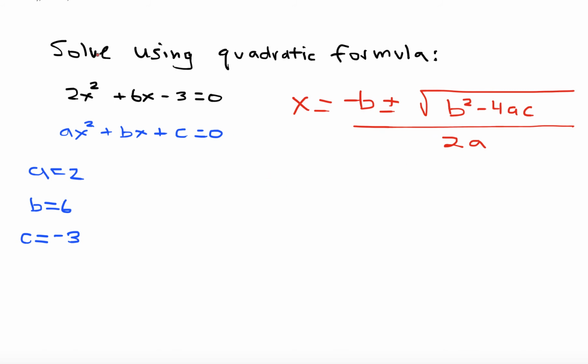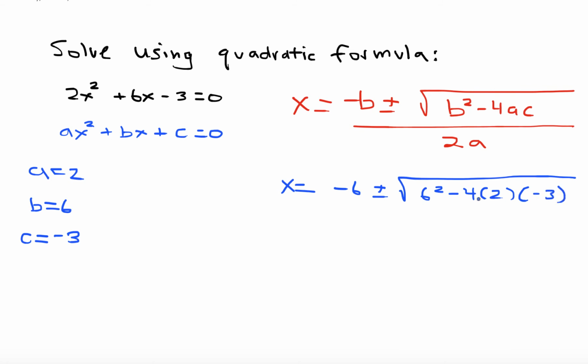So let's go ahead and plug these in. x is going to equal negative b, so negative 6, plus or minus the square root of b squared, so that's 6 squared, minus 4 times 2 times negative 3. Notice I put these in parentheses because of the negatives. I want to make sure I don't lose track of those. And then over 2a, so times 2 down here.